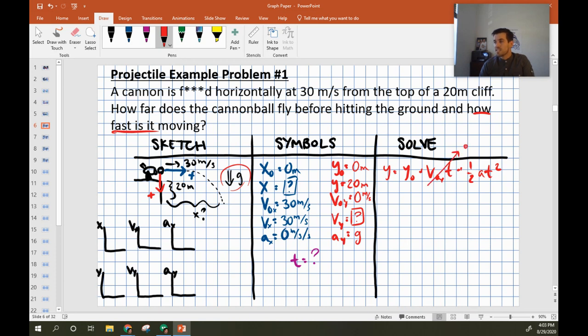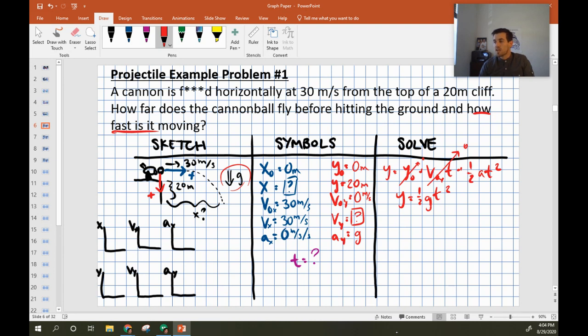My initial velocity is 0, so I can get rid of that whole v naught y term. My initial position is 0, so I can get rid of that whole term. And it simplifies to y equals 1/2 a t squared. And I'm actually going to turn that a into a g because the acceleration is g. And now I just need to solve for time.